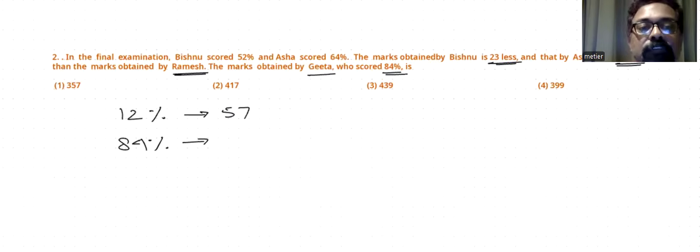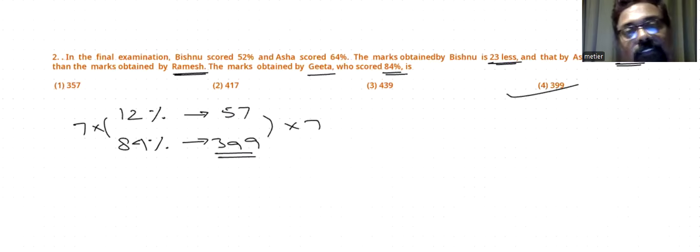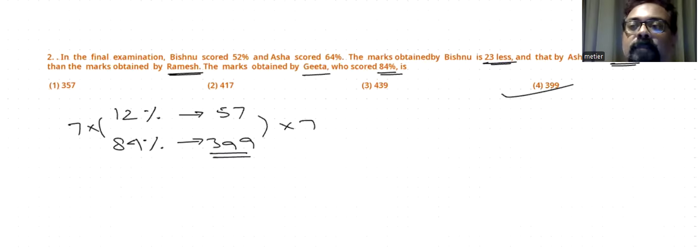But 12% is 57, 84% is required. Here it is 7 times. So here it will be 7 times 57, so 7 7s are 49, 9, 35, 39, 399. That's the answer. You can solve this question within 15 seconds if you are able to catch the data correctly and quickly. Number 3.